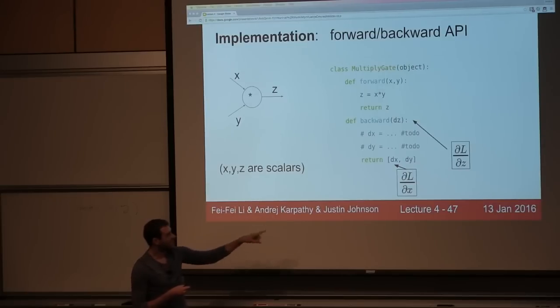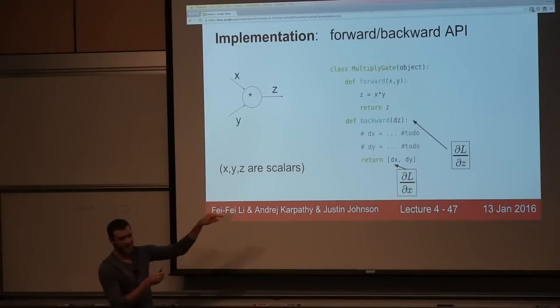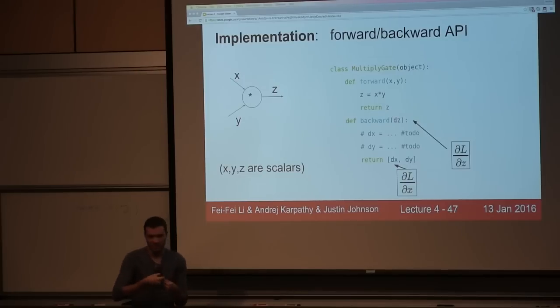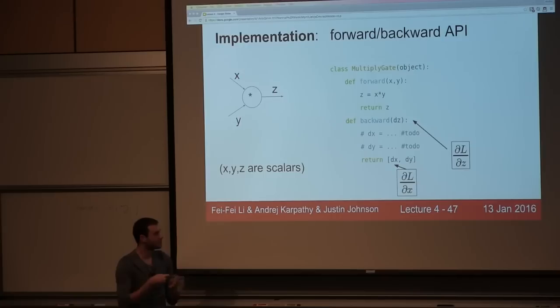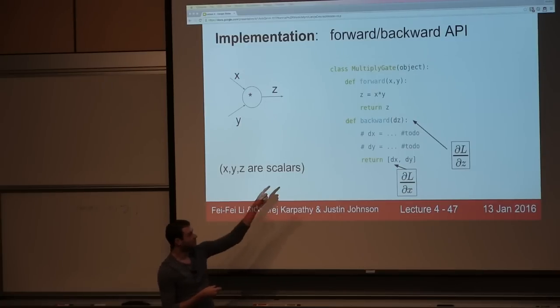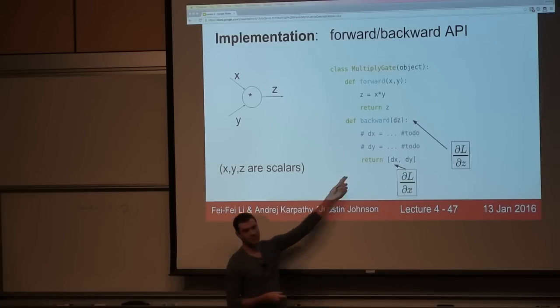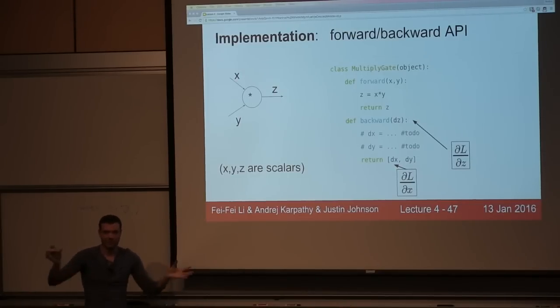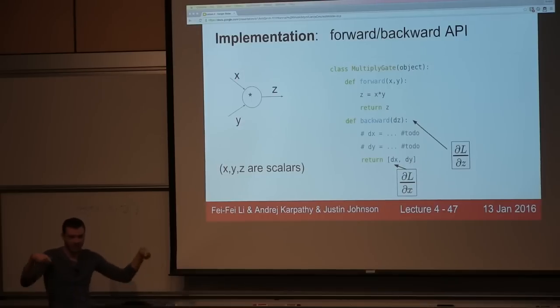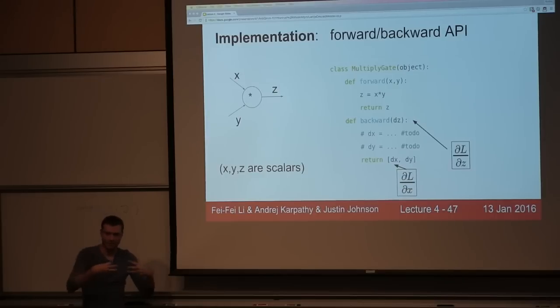And what this gate is in charge of in this backward pass is performing the little piece of chain rule. So what we have to compute is how do you chain this gradient dz into your inputs x and y. In other words, we have to compute dx and dy, and we have to return those in the backward pass. And then the computational graph will make sure that these get routed properly to all the other gates. And if there are any edges that add up, the computational graph might add all those gradients together.